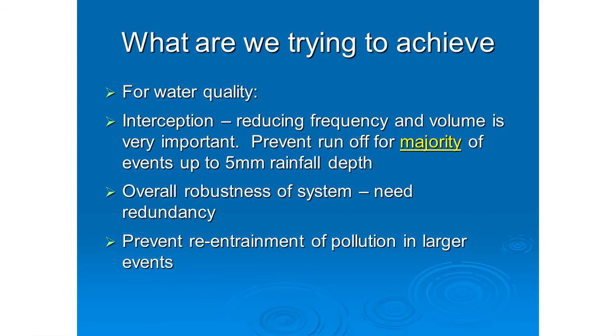Also, different types of system will treat different pollutants, and they'll remove pollutants in different ways. And again, the overall system will take out most of the pollution, whereas an individual system, whether it's proprietary or, for want of a better term, normal SuDS, will be less effective. And we need to prevent re-entrainment in larger pollution events. So when we trap it, we want to make sure that it stays where it is. We don't want it all trapped there, and then when we get a big event, a big chunk of pollution getting washed into a watercourse.